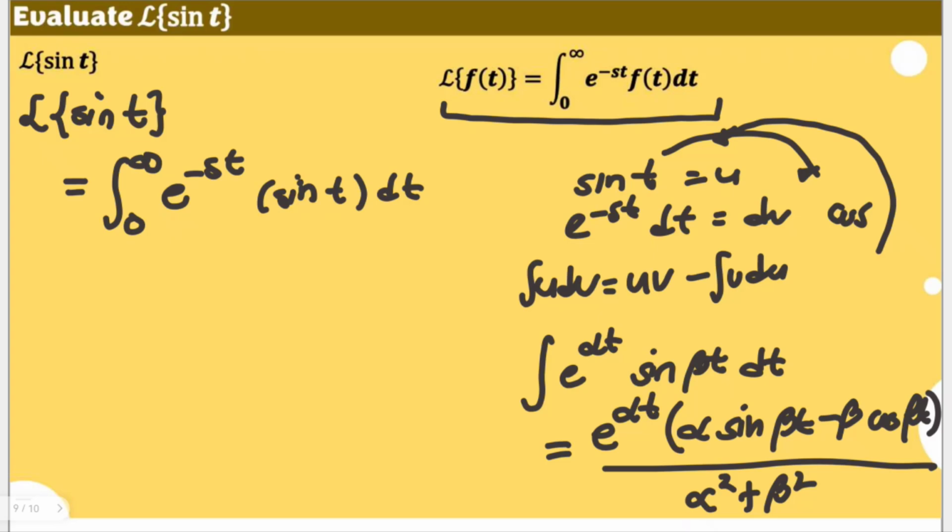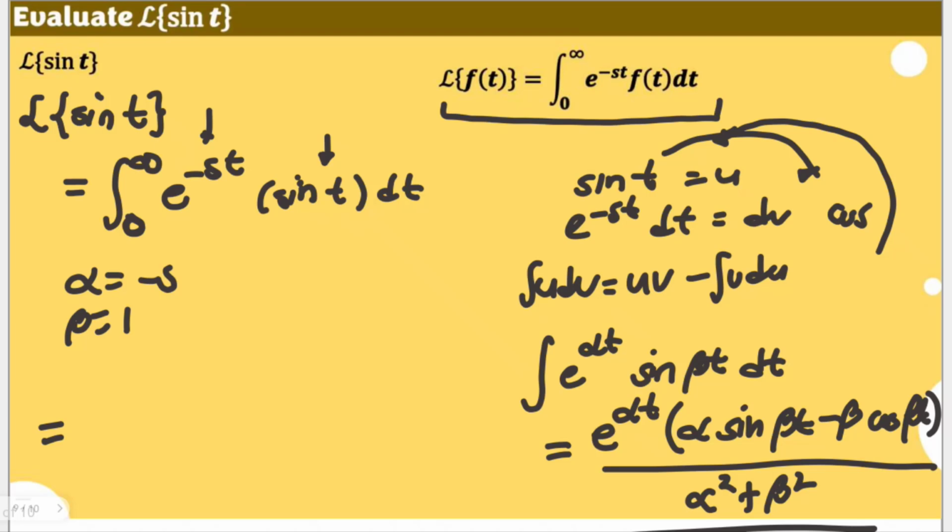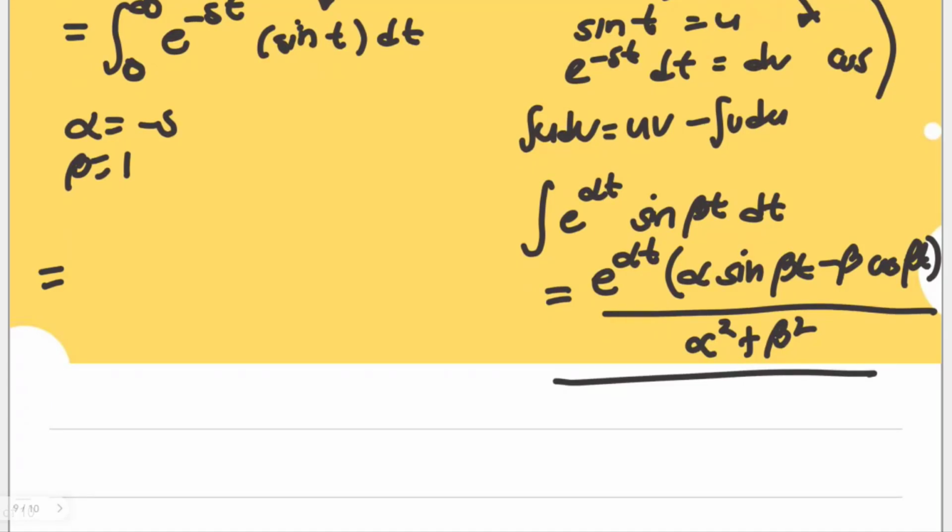So with this, our alpha here is negative s, as indicated, and of course our beta is just 1. In short, this will be equivalent to this form, no longer an integral, but take note that it has the interval 0 to infinity. So this will become e to the power of your alpha, which is negative st, times negative s as your alpha again. Take note of this formula. Please be guided with that.